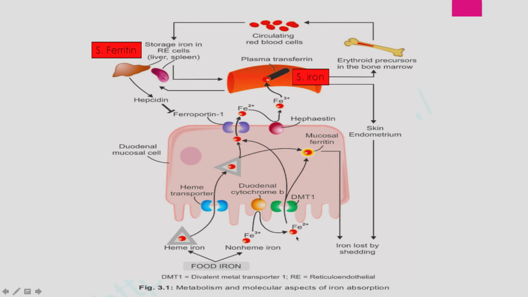It is first reduced to ferrous form, and then the ferrous form is absorbed, whereas the heme iron is directly absorbed. The iron in meat products is directly absorbed because it is already in ferrous form. Then this ferrous form is absorbed into the duodenal cell, and this duodenal cell releases the ferrous iron into the blood, right? Before going to the blood, this ferrous is reduced to ferric form, and now this ferric form enters the bloodstream, where there is a protein called transferrin, which is produced by the liver.